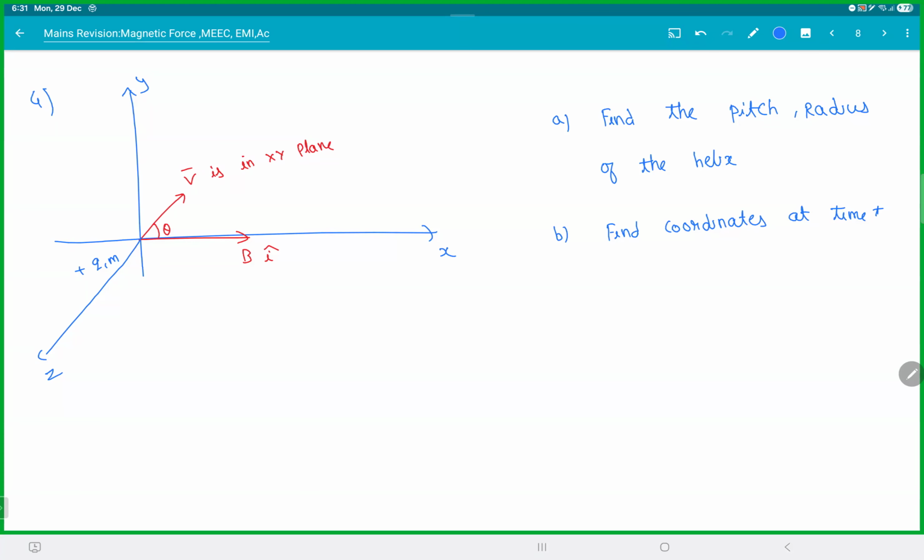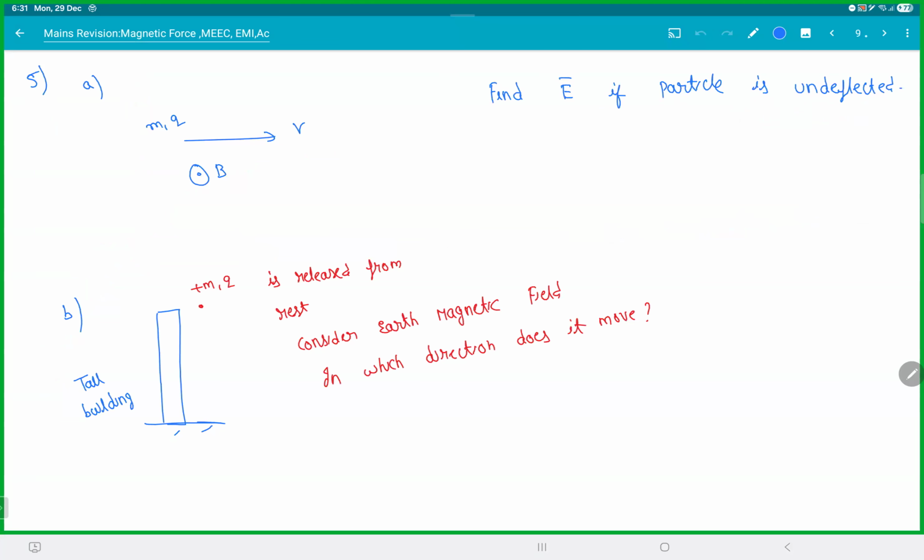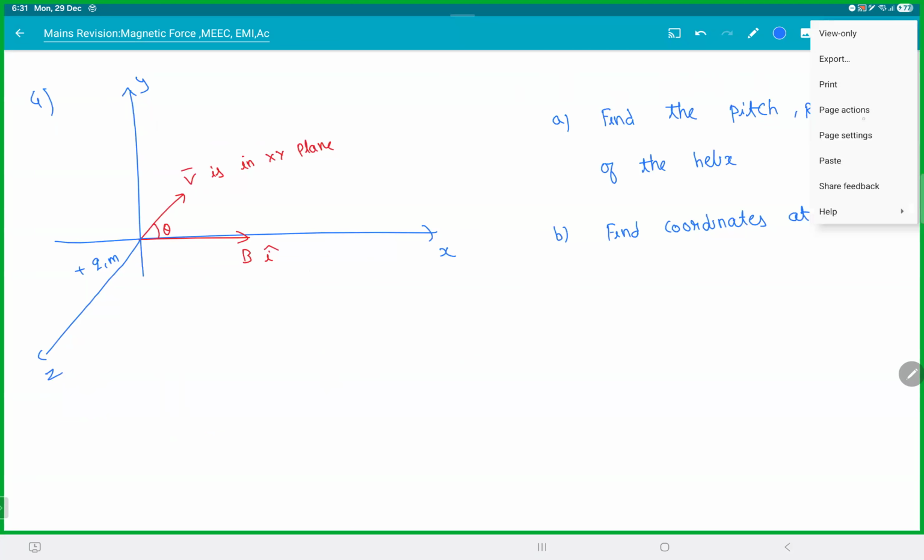Anyways, how to do this thing? So keep these things in mind, what I said.